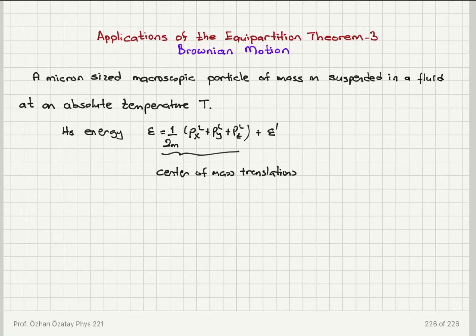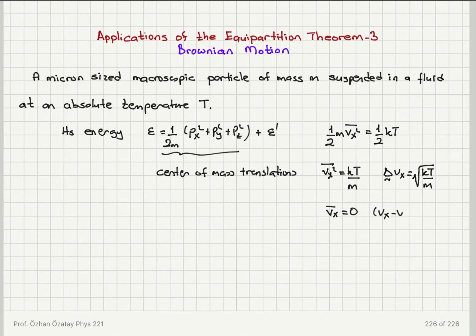and that allows us to write 1/2m Vx square bar equal to 1/2 kT. So once again we have Vx square bar is kT over m, and the standard deviation or the amplitude of the fluctuations in Vx will be square root kT over m, because we have Vx bar equal to 0, so the average of Vx minus Vx bar squared is just the average of Vx squared.